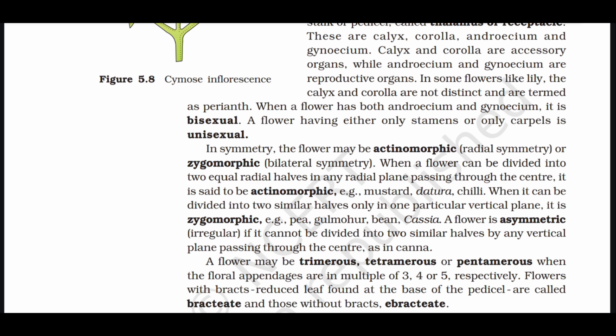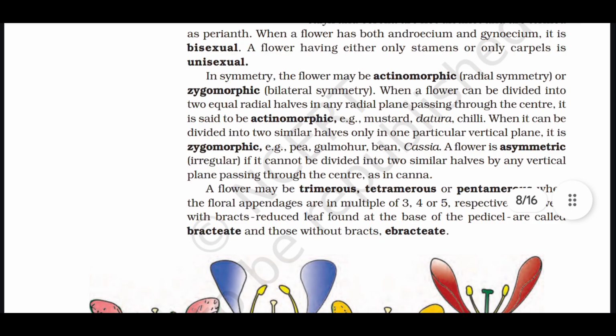When it can be divided into two similar halves only in one particular vertical plane, it is zygomorphic. Example: pea, gulmohar, bean, cassia. A flower is asymmetric, that is irregular, if it cannot be divided into two similar halves by any vertical plane passing through the center, as in canna. A flower may be trimerous, tetramerous, or pentamerous when the floral appendages are in multiples of 3, 4, or 5, respectively. Flowers with bracts, reduced leaf, found at the base of the pedicel are called bracteate, and those without bracts, ebracteate.